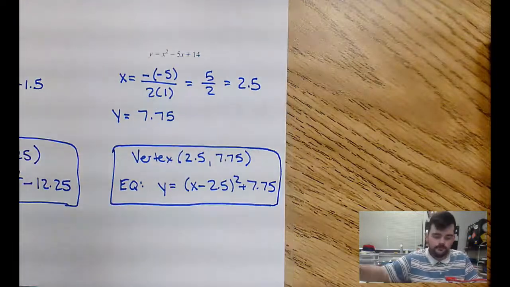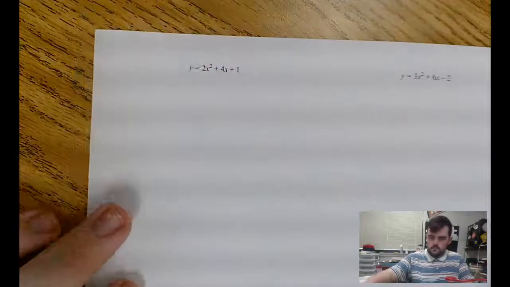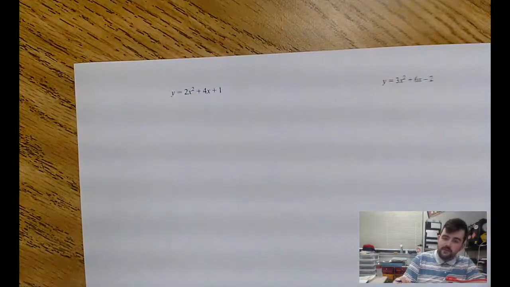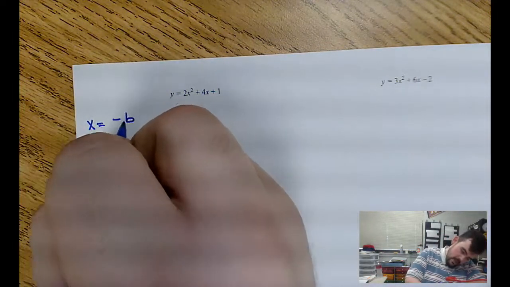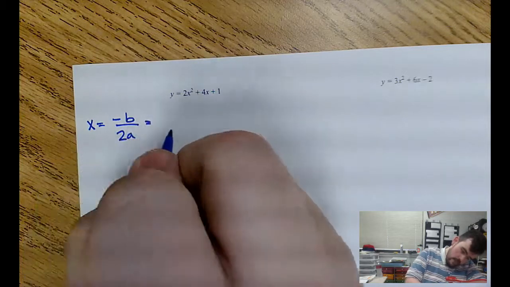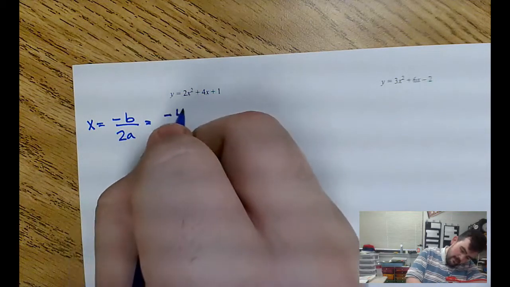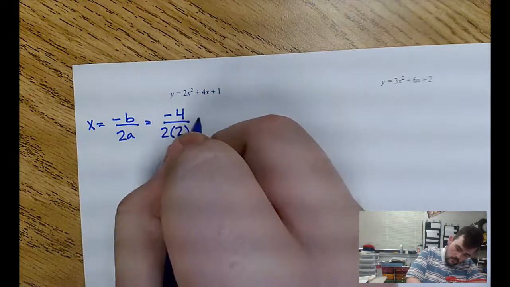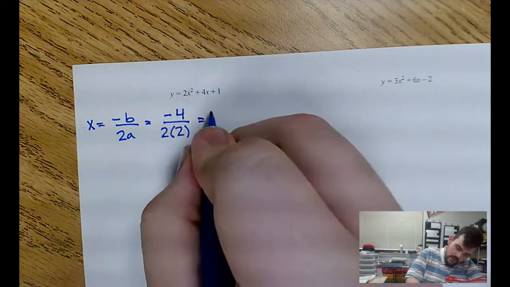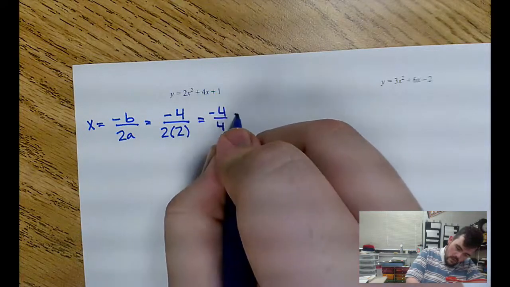Four more. All of these have a number in front of x squared, a leading coefficient, other than 1. So we're just going to have to remember to throw those back into our equation at the end. x equals negative b over 2a. Here, b is 4. So negative 4 over 2 times a, which here is 2. Now negative 4 over 2 times 2 is just negative 4 over 4, which is negative 1.